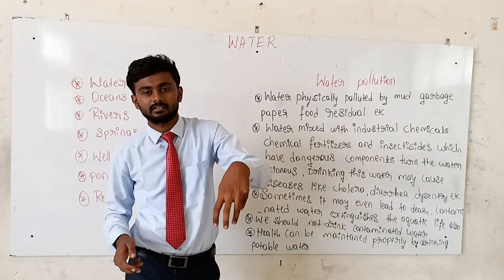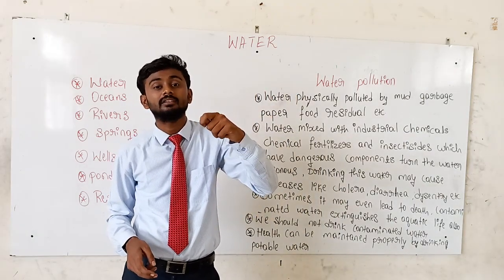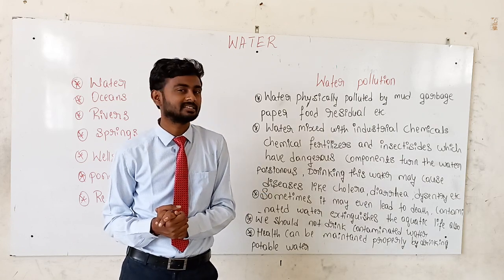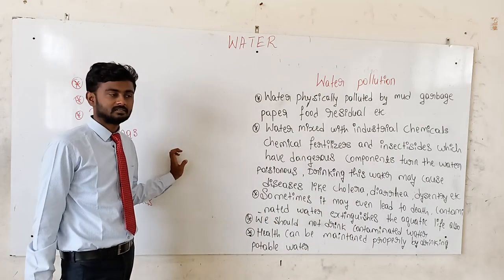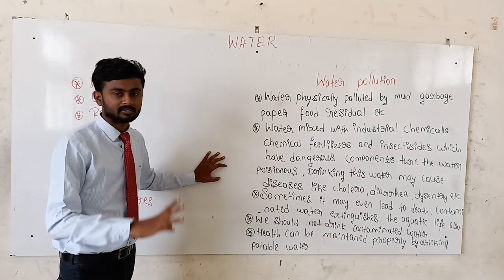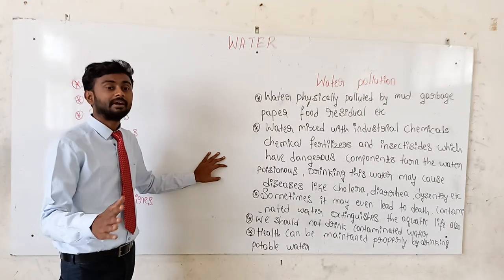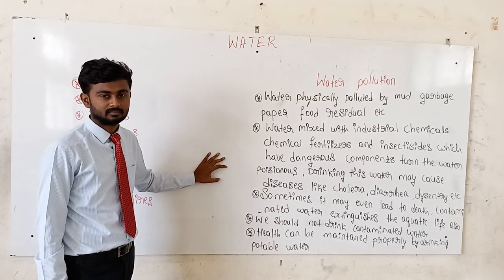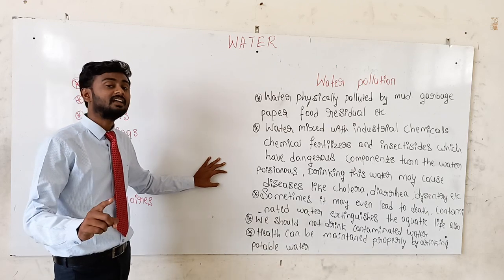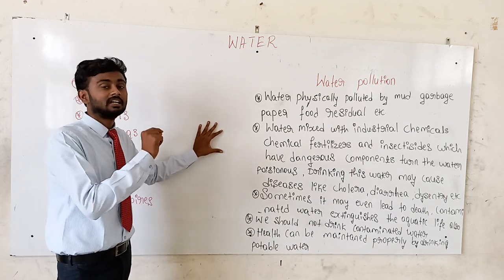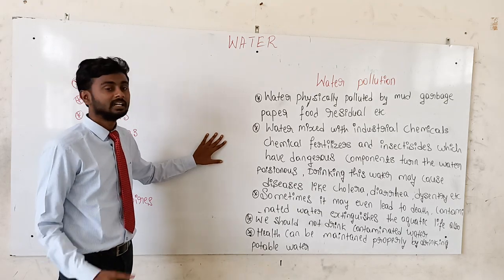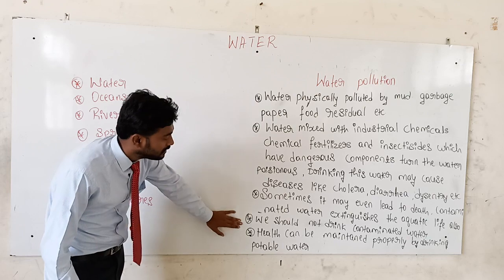Aquatic animals like fish also sometimes lose their lives. They die. Clear, all of you? So it is dangerous to aquatic life also. So water pollution, directly or indirectly, is dangerous to the living system. Next one is the afterwards.